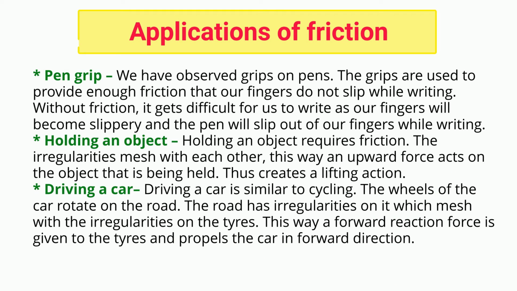Driving a car? Driving a car is similar to cycling. The wheels of the car rotate on the road. The road has irregularities on it which mesh with the irregularities on the tires. This way a forward reaction force is given to the tires and propels the car in forward direction.